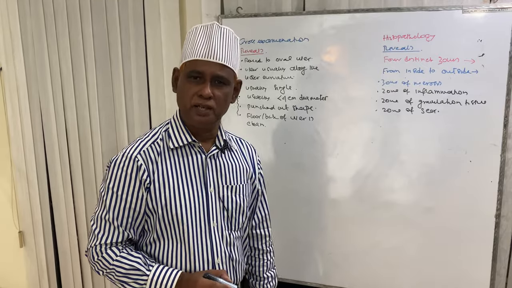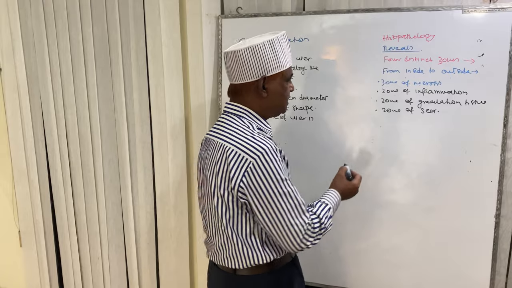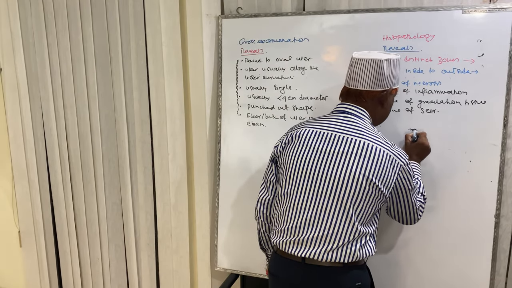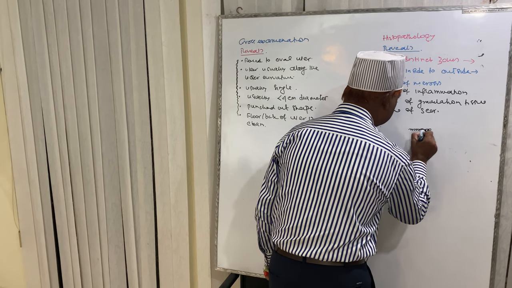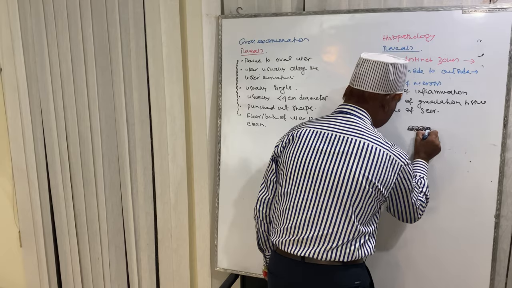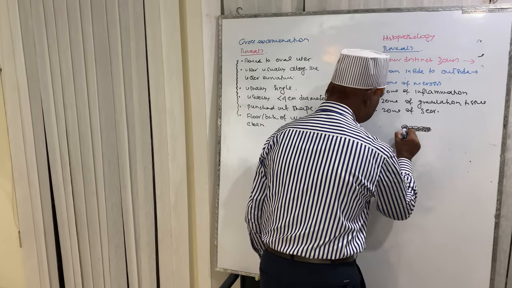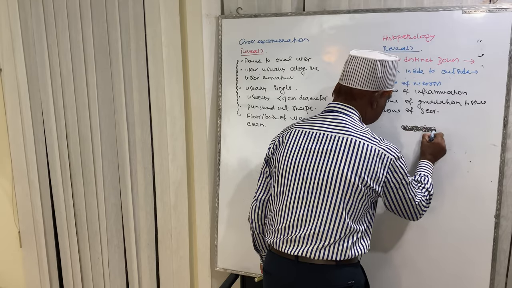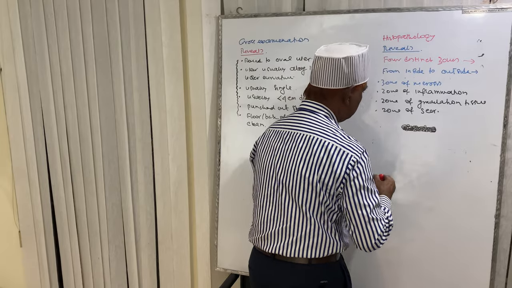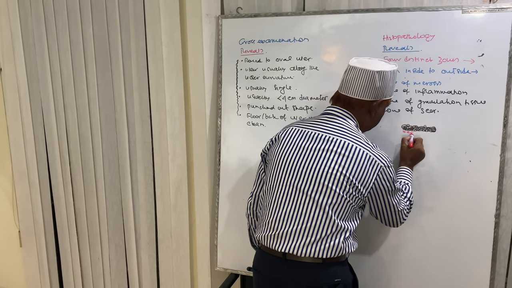If you see the ulcer from inside to outside, suppose this is the histopathology. First, we will get the zone of necrosis. Then we will get the zone of inflammation.